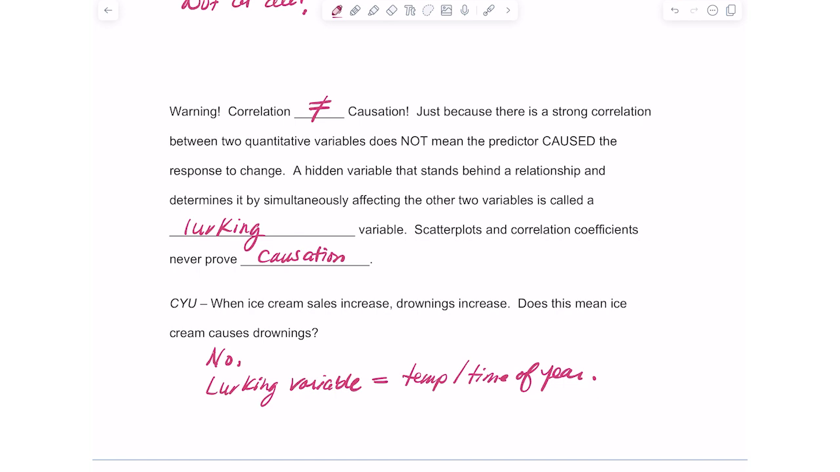So if you graphed ice cream sales and drownings, you would see that there would be some type of relationship, but it doesn't mean that ice cream causes drownings. It's more so because of the time of year that we see that relationship between the two. So again, correlation never means causation.